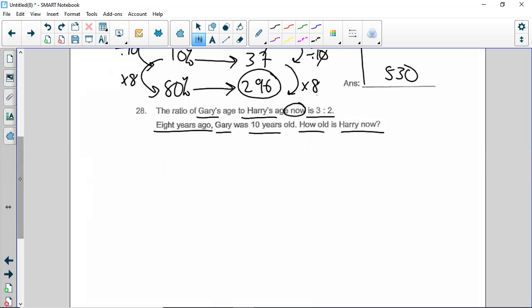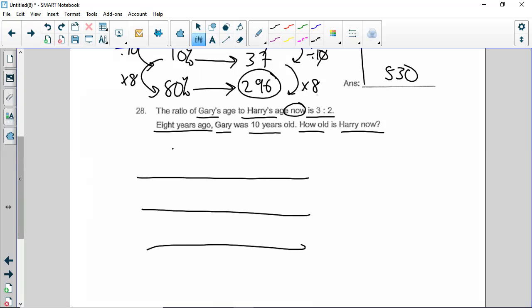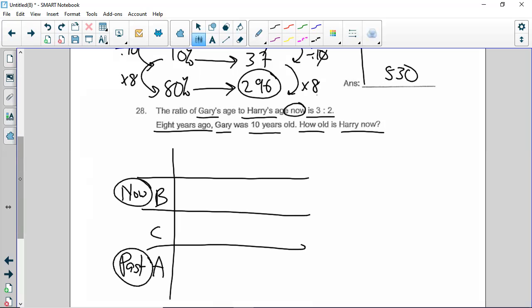So when there is an age problem, and it's a before and after problem, then there are two methods: model drawing, or the table. So in this question, I will show you the table method. I can even change the BCA, B for before, A for after. I can even change this to now and past. That will be more relevant. So you can be creative, you can make it more relevant, now and past.